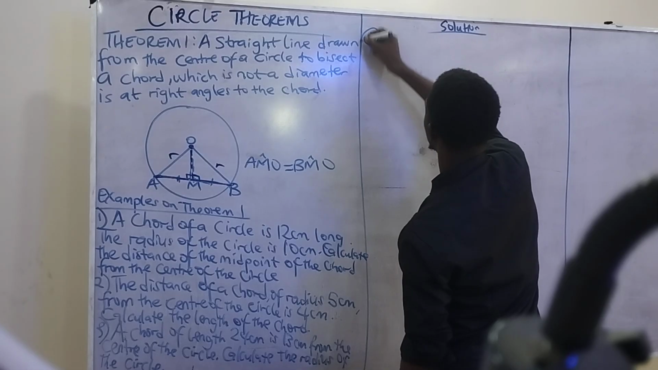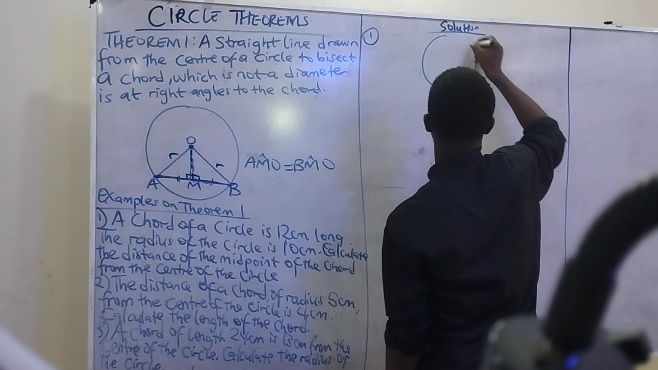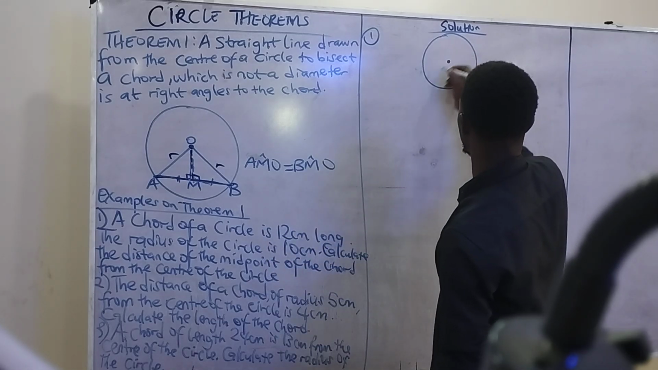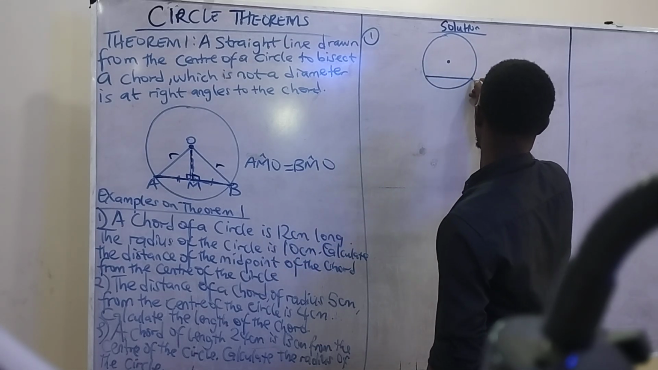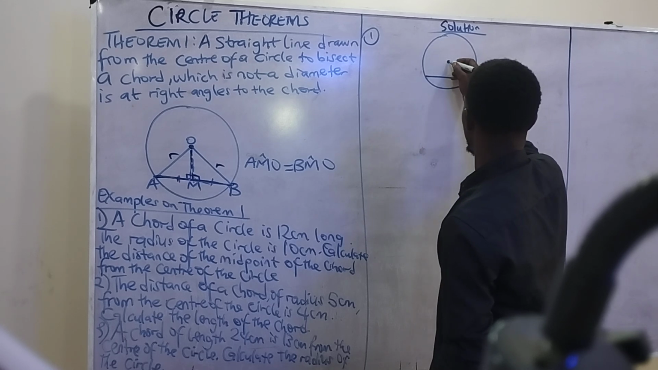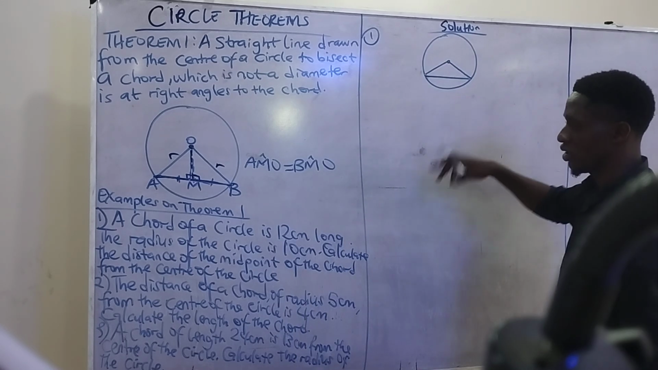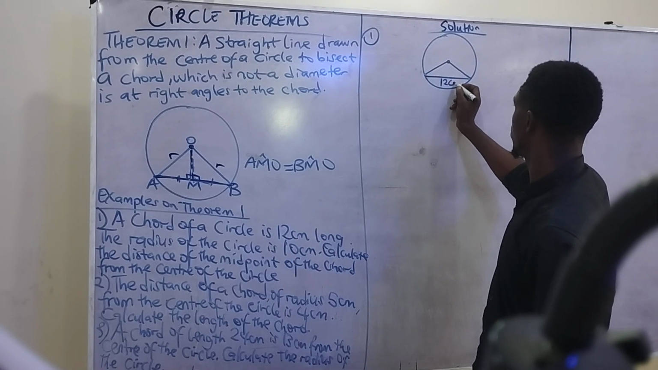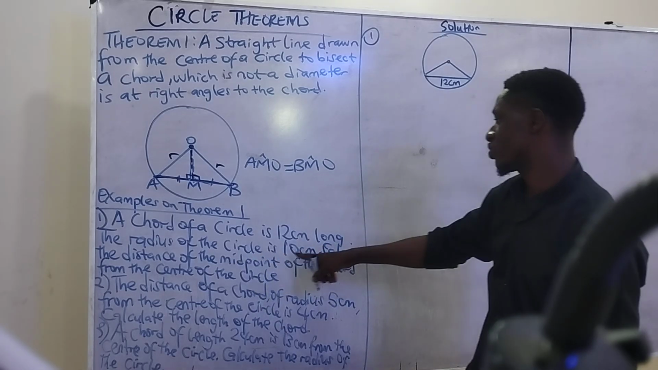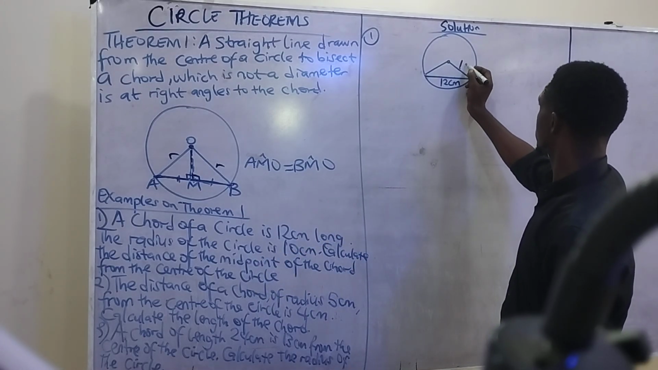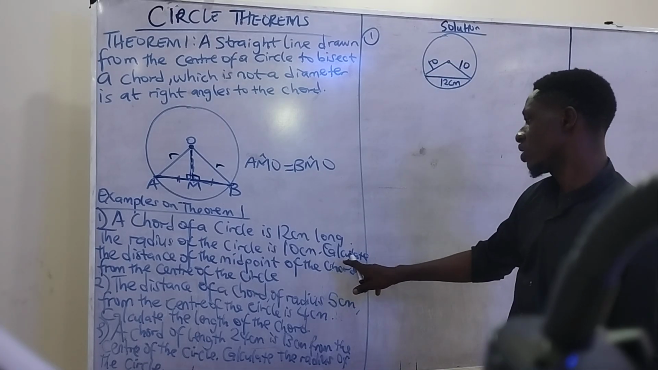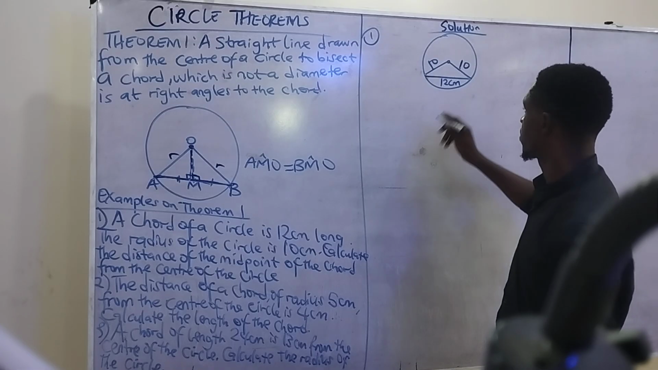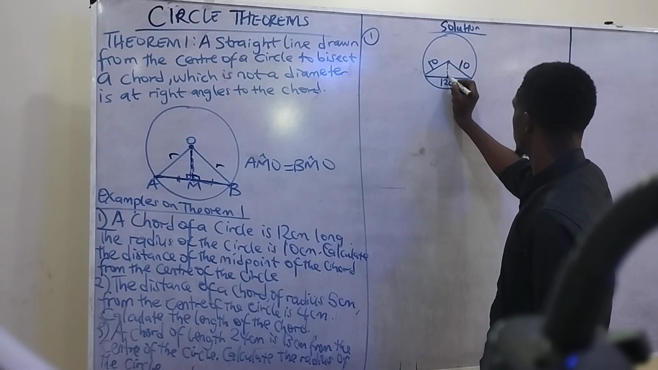Number 1. I love drawing it. We have a chord of a circle. So this is the center of the circle. A chord is formed here. Then let's complete it with the triangle here. A chord of a circle is 12 cm. So the chord is 12 cm long. The radius of the circle is 10. Here is 10. Here is also 10. Calculate the distance of the midpoint of the chord from the center of the circle. From this center of the circle to here is what we are looking for.